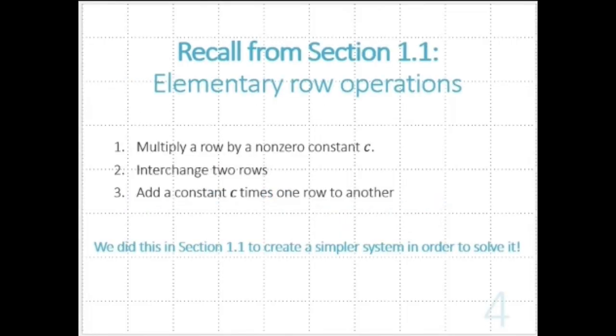But first, we got to recall our elementary row operations. First, do not forget that you can multiply a row by a non-zero constant C. You can interchange two rows, or you can add a constant C times one row and then add it to another. So we have done all of those things.